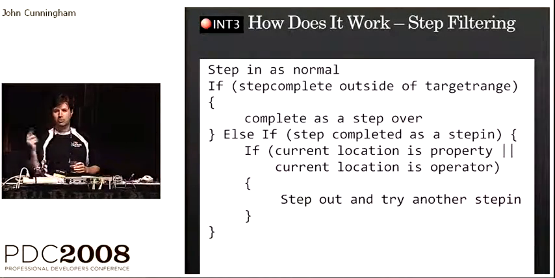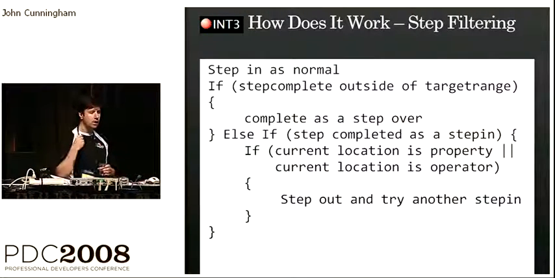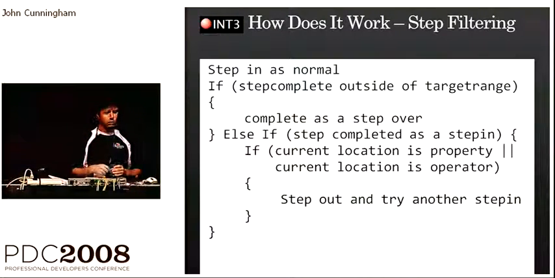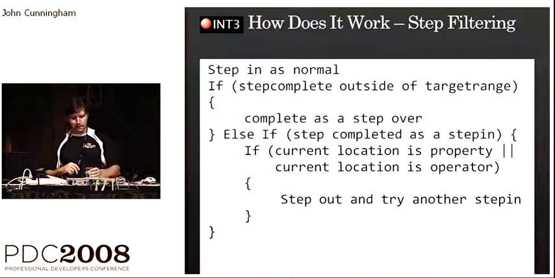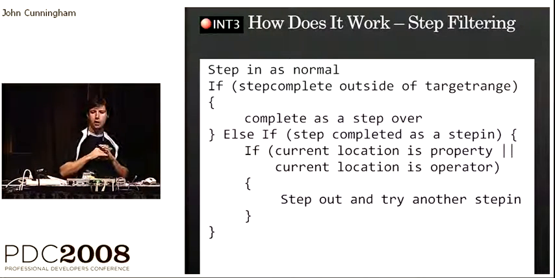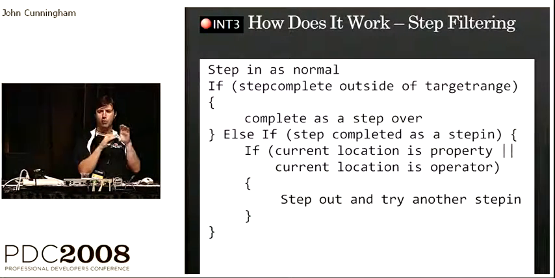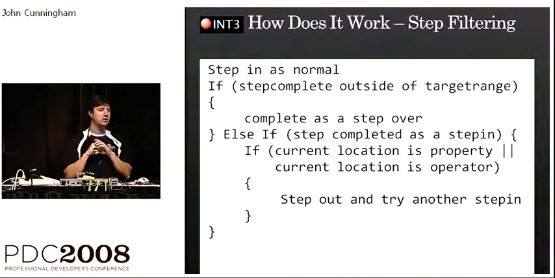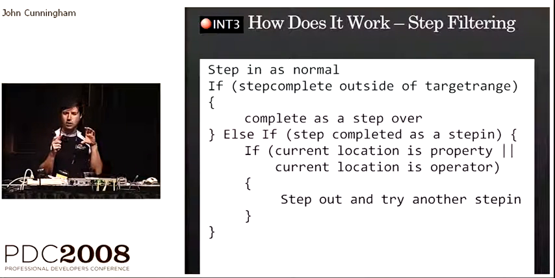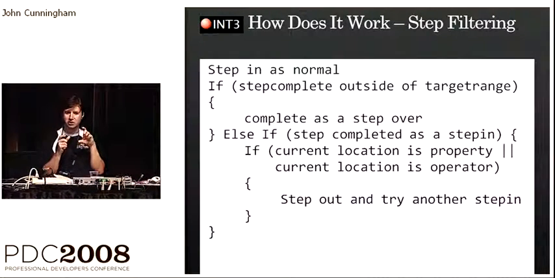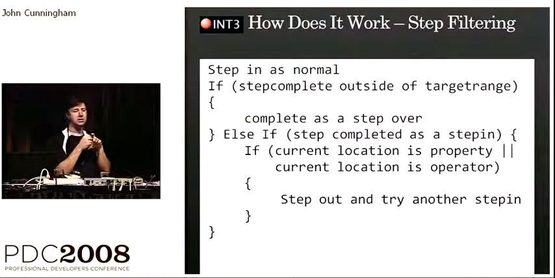For my next Int3 section, I thought I'd talk a little bit about how we made this work. It's not a hugely complicated algorithm. When we're doing step filtering, if we've decided that the step complete has gone outside of the range that we normally set up for that step, we decide, OK, that's a step over. We managed to step over the line. We didn't actually step into anything. But if we complete as a step in, we go ahead and take a look at the current location, have a look at the metadata that's associated with that, and say, oh, this is really just an operator or a property. Let's step back out to the location that we stepped in from.